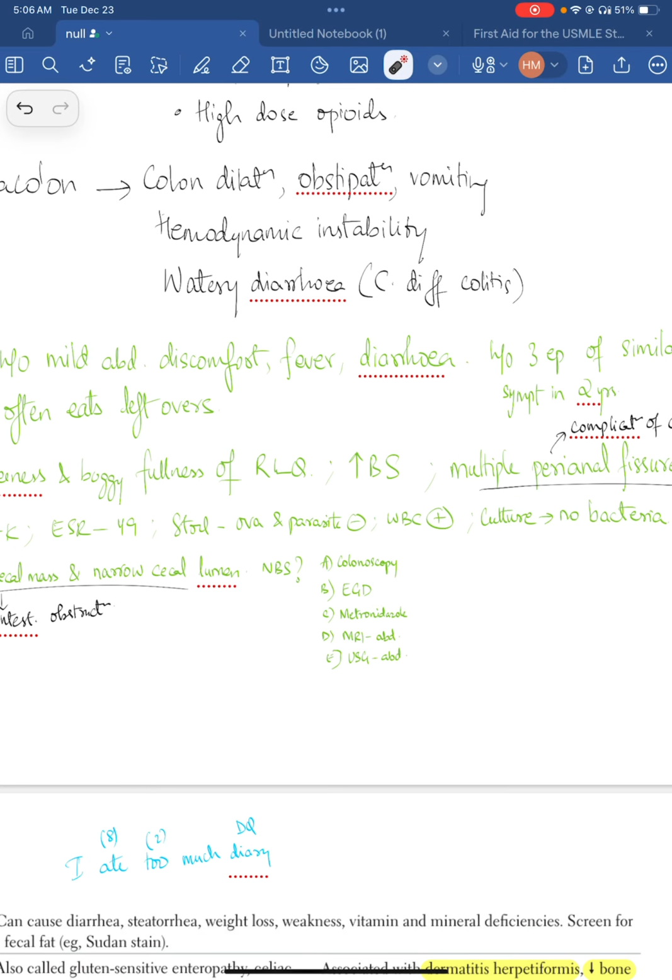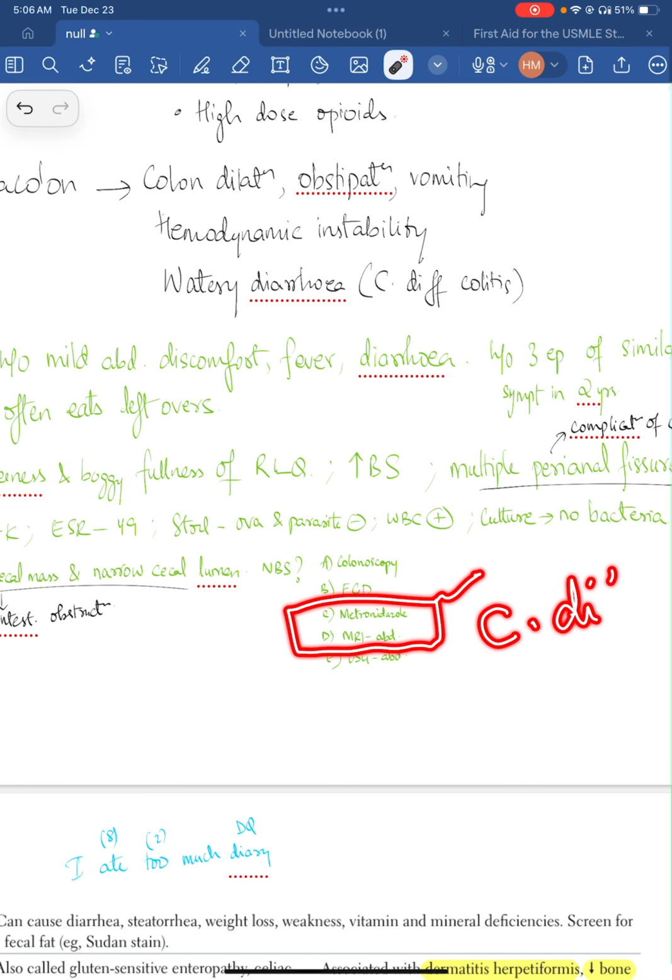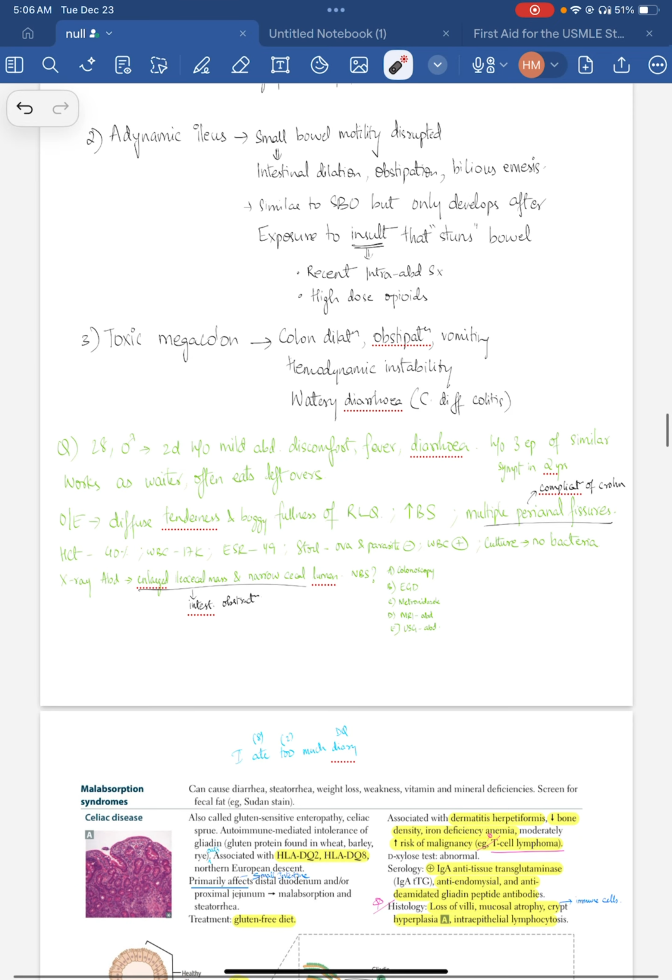Colonoscopy, endoscopy are not the important options. Ultrasound is also not done. So we have our choice between these two, metronidazole or MRI abdomen. And we point towards C. diff, which is treated with metronidazole IV.